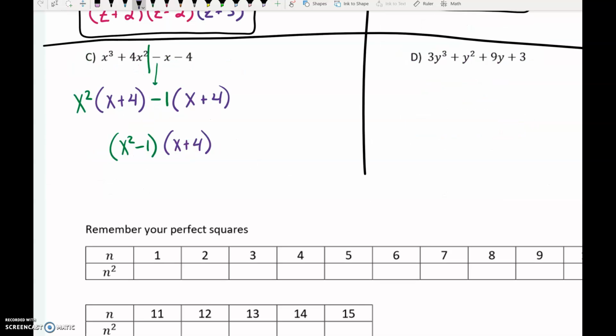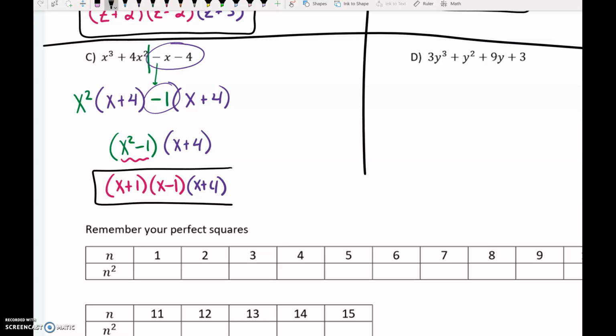A couple things that people struggle with in example C is the second group appears to have nothing in common, but they always have at least a 1 in common. So they have a negative 1 in common. So we have x squared minus 1, x plus 4. The next thing people struggle with is a lot of people don't realize that 1 is a perfect square. 1 is the perfect square of 1. So this factors into x plus 1, x minus 1, x plus 4. That is the fully factored form.